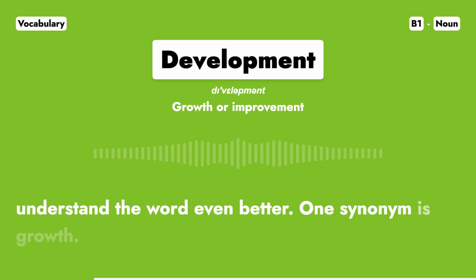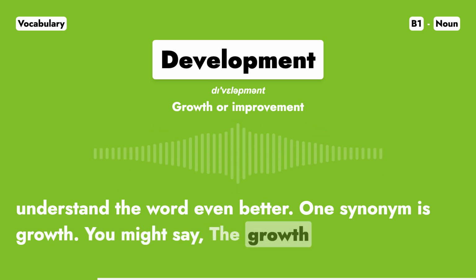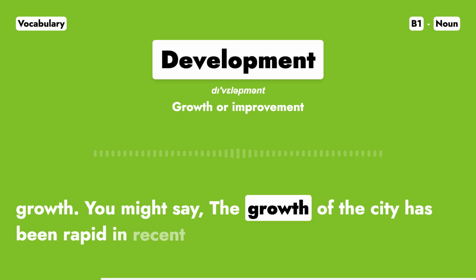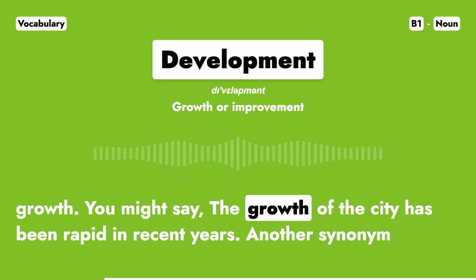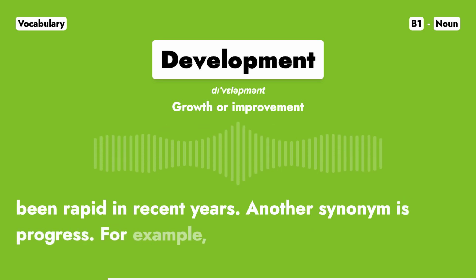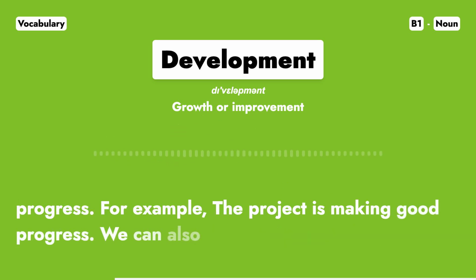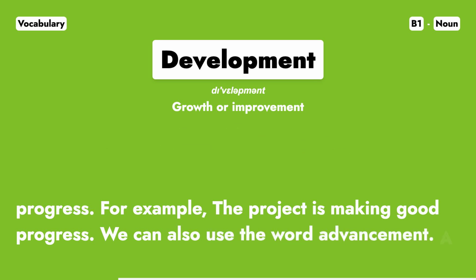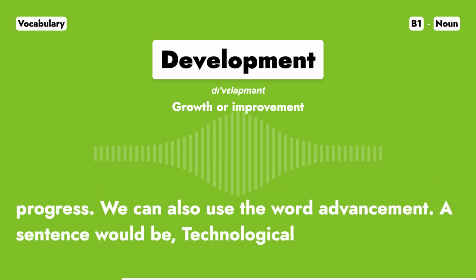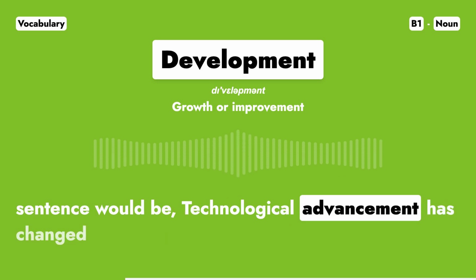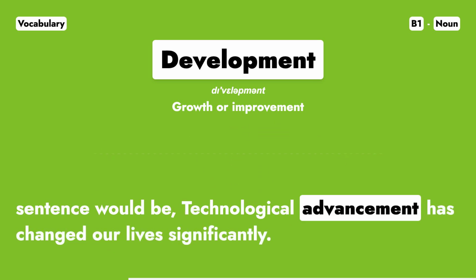One synonym is growth. You might say the growth of the city has been rapid in recent years. Another synonym is progress. For example, the project is making good progress. We can also use the word advancement. A sentence would be, technological advancement has changed our lives significantly.